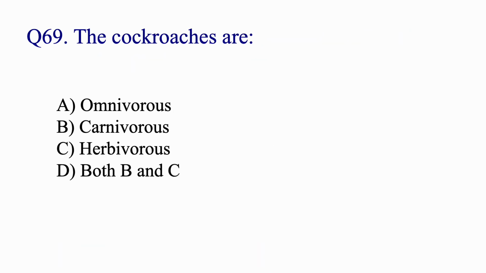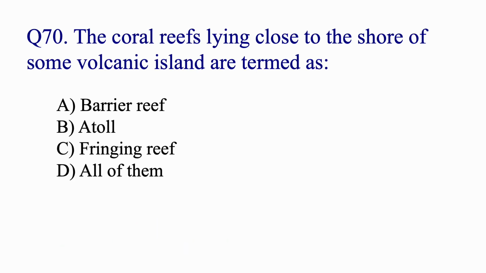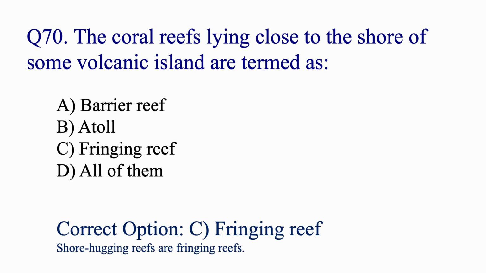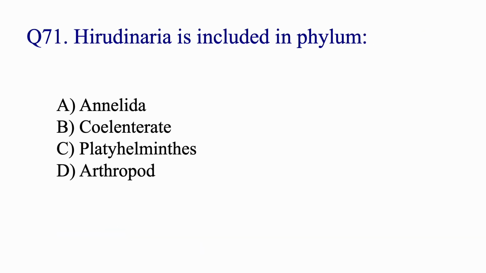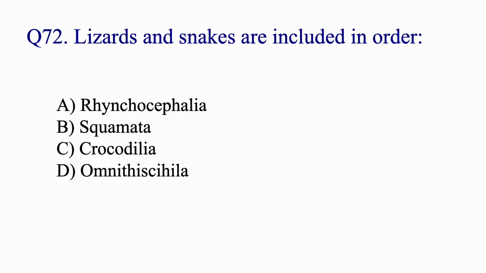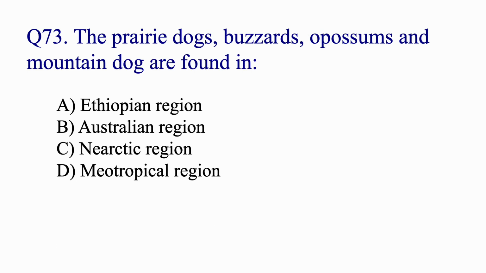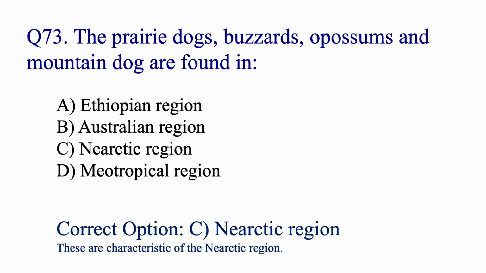The cockroaches are omnivorous. The coral reefs lying close to the shore of some volcanic island are termed as fringing reef. Hirundinaria included in phylum Annelida. Lizards and snakes are included in order Squamata. The prairie dogs, buzzards, opossums and mountain dog are found in Nearctic region.